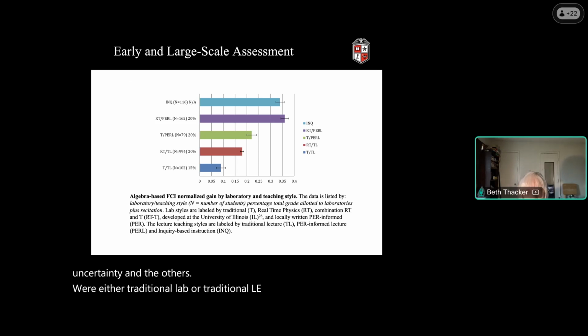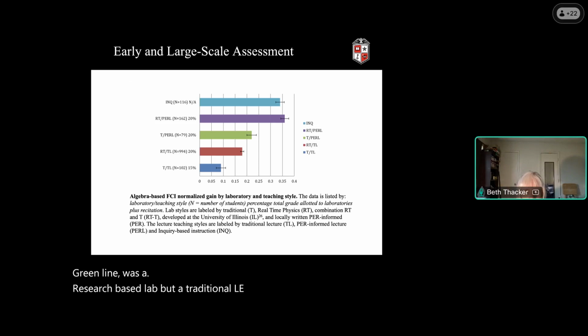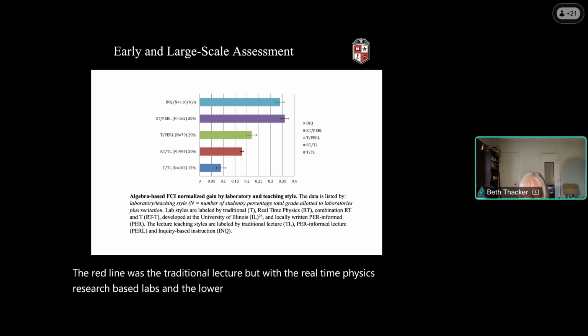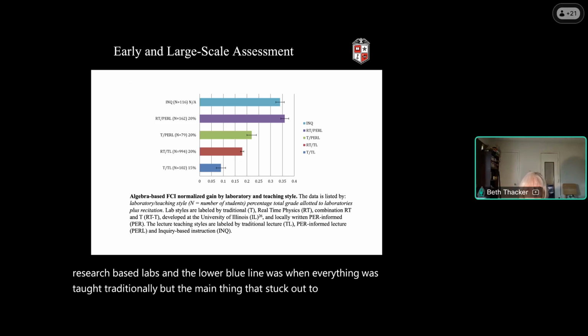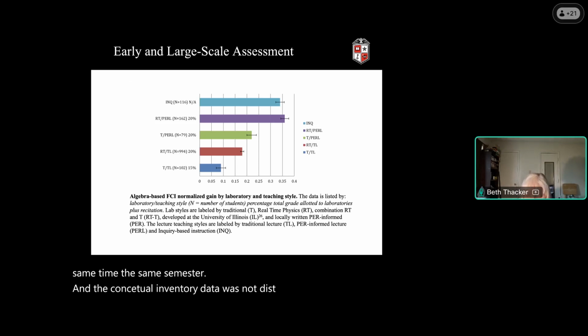So the third one, the green line, was a research-based lab, but a traditional lecture. The red line was the traditional lecture, but with the real-time physics research-based labs. And the lower blue line was when everything was taught traditionally. But the main thing that stuck out to us was that the top two were not distinguishable. And we actually have data of the same instructor teaching an inquiry and a traditional section at the same time, the same semester. And the conceptual inventory data was not distinguishable. And that was very interesting to us.